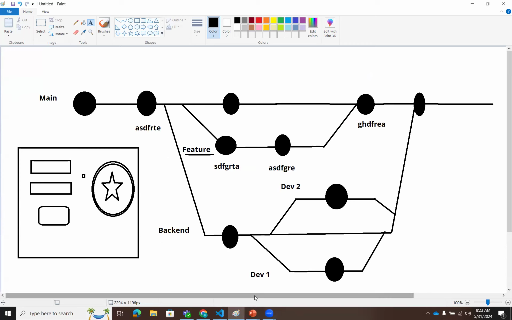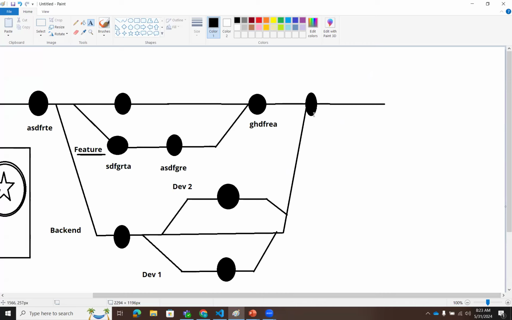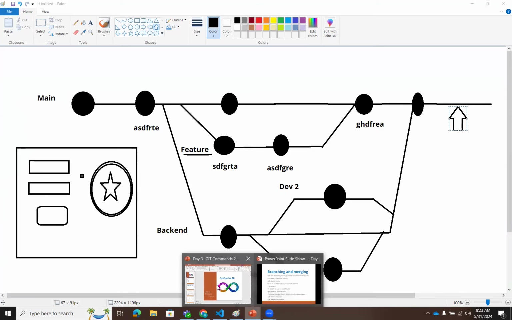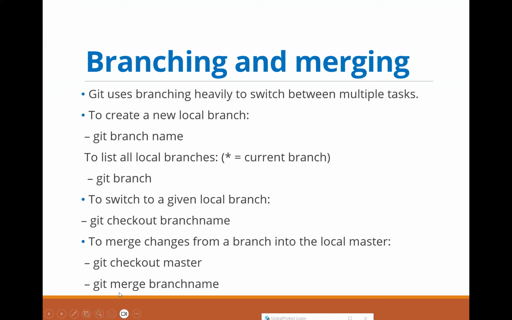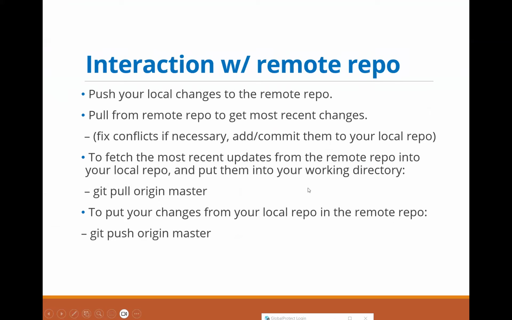So there is a concept in Git called HEAD. HEAD indicates your current location, where you are. If you are on this backend branch, then your HEAD will point to this branch. Let's say you are working on the main branch, then it will point to your main branch. So this is nothing but the HEAD. When we do the practical, you will understand it clearly. So this is branching and merging.